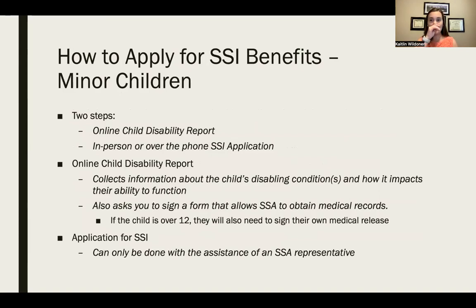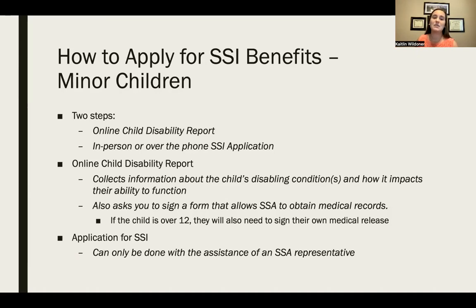To apply for SSI benefits, minor children can actually qualify for SSI as long as the parent's income and assets are below the necessary thresholds. So there's two ways to do it. You can file the online child disability report. This is a newer system. It's not foolproof, but that is one way you can do it. The other way is either in person or over the phone directly with Social Security.